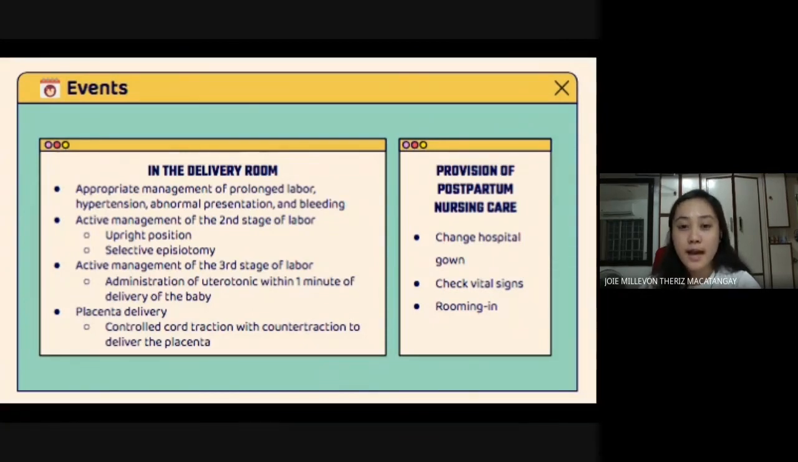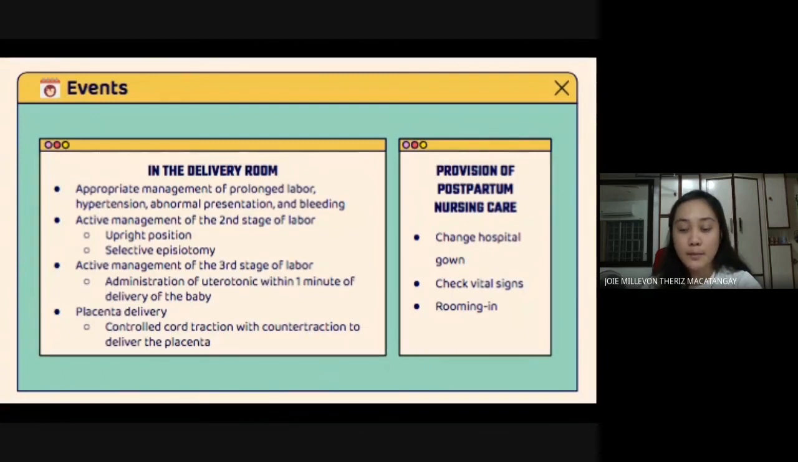If your baby has no other complications, pero kung meron man po, maaari po silang ilipat sa intensive care unit or ICU for further evaluation. Pero kung wala naman pong complications, we suggest that rooming in of the baby with the mother will help develop a special bond and to prevent infections.